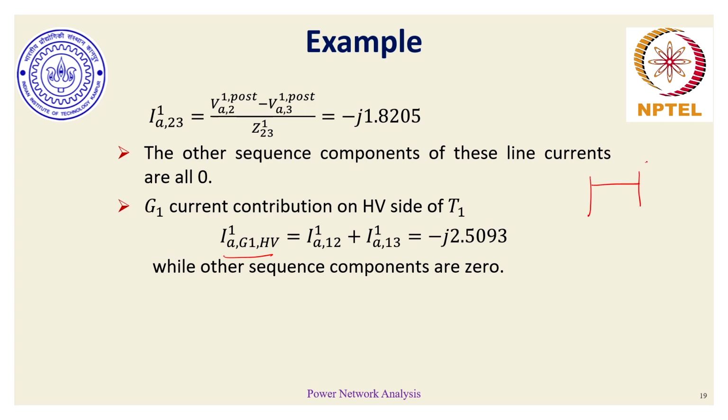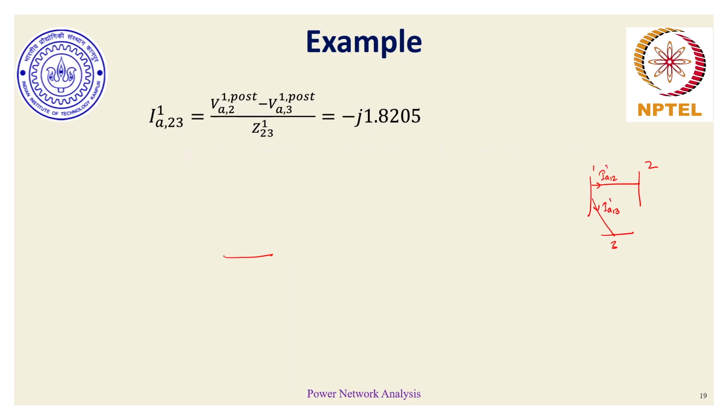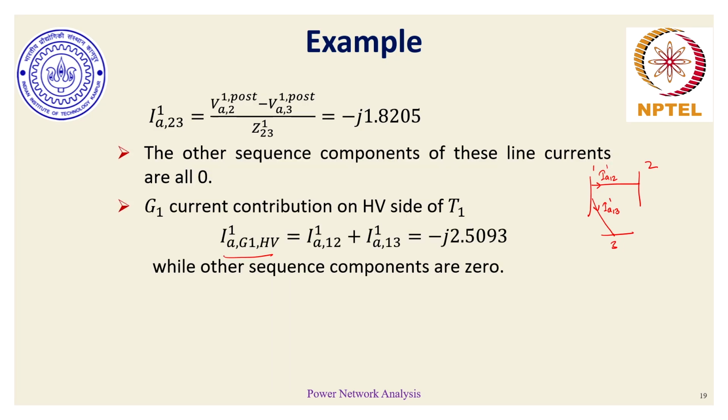basically what we have found is, if I have bus 1, 2 and 3, I have been able to find IA13, the positive sequence current, and IA12, which is the positive sequence current across line 1, 2. And if these currents are flowing, then this is essentially the current present on the HV side of the transformer, which is, by KCL, I get this number. And hence I have this as my generator HV side current. Other sequence currents, since they don't exist, are perfectly zero.